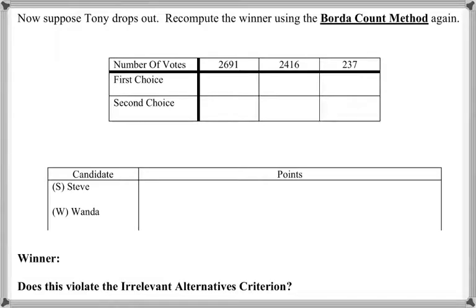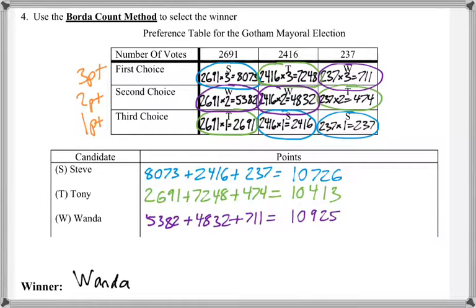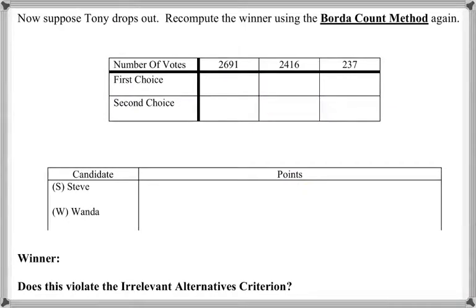Now suppose Tony drops out. Recompute the winner using the Borda count method again. So with Tony dropping out, any candidate that is underneath Tony needs to move up. So we need to redo the preference table, and then we need to recalculate the points.